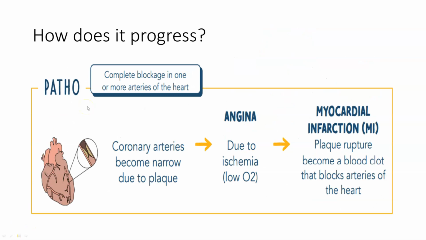So just the general patho: your coronary arteries become narrow due to that plaque formation, which leads to angina or ischemia. And then that's going to lead to the infarction, and the infarction is the actual tissue death. So we want to make sure that we are addressing this as early in the first two situations as we can to make sure that we don't end up with a true myocardial infarction. And just like with everything in cardio that we've talked about, our goal is to preserve the myocardium.